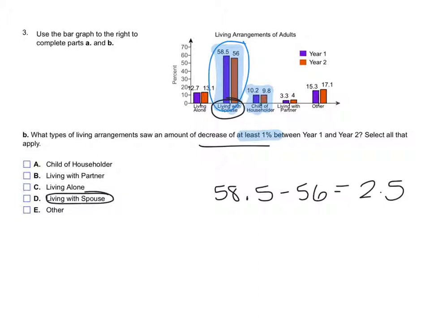Now I'm going to look at the second group that I highlighted, and this is 10.2 minus 9.8, and that gives me a value of 0.4, which is not at least 1%, so I won't include that in my answer. So my only answer is living with a spouse.